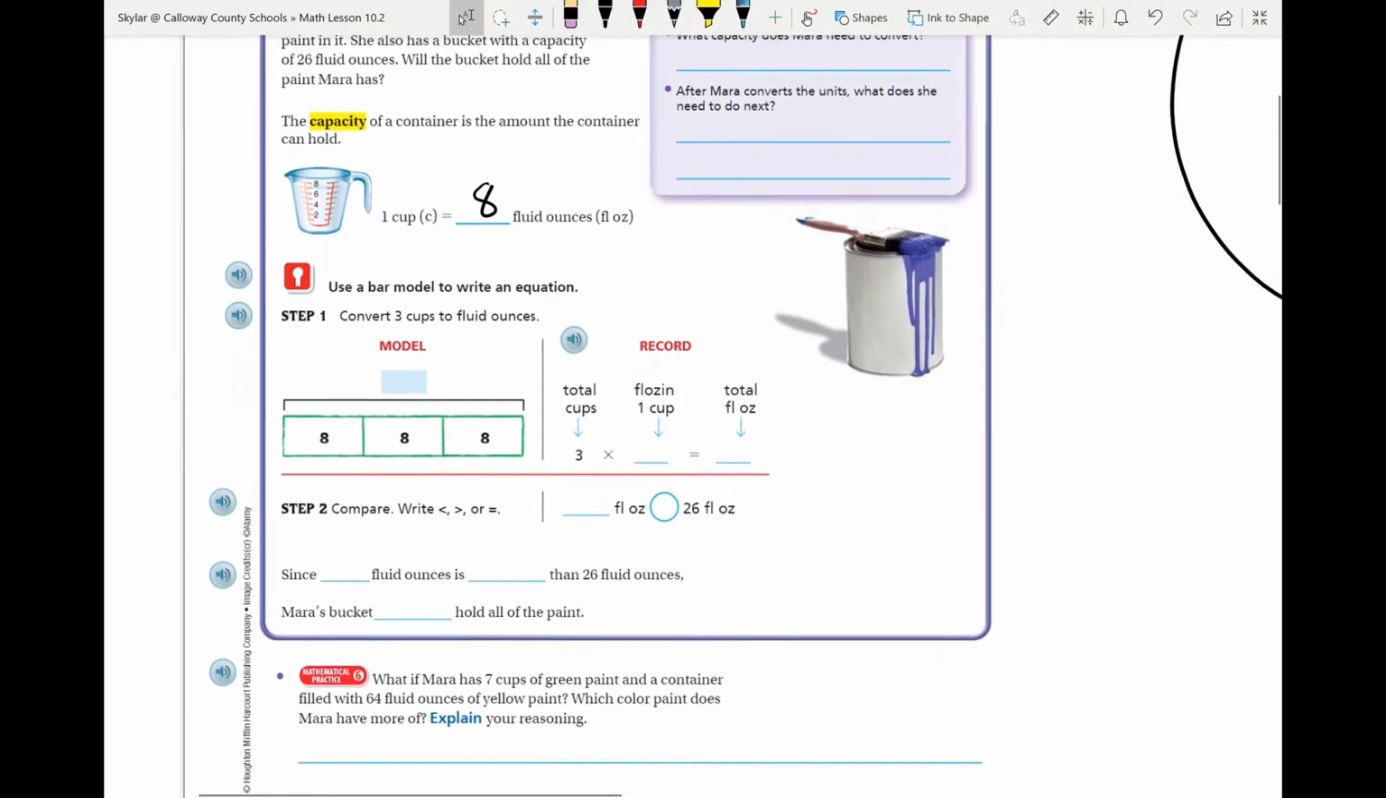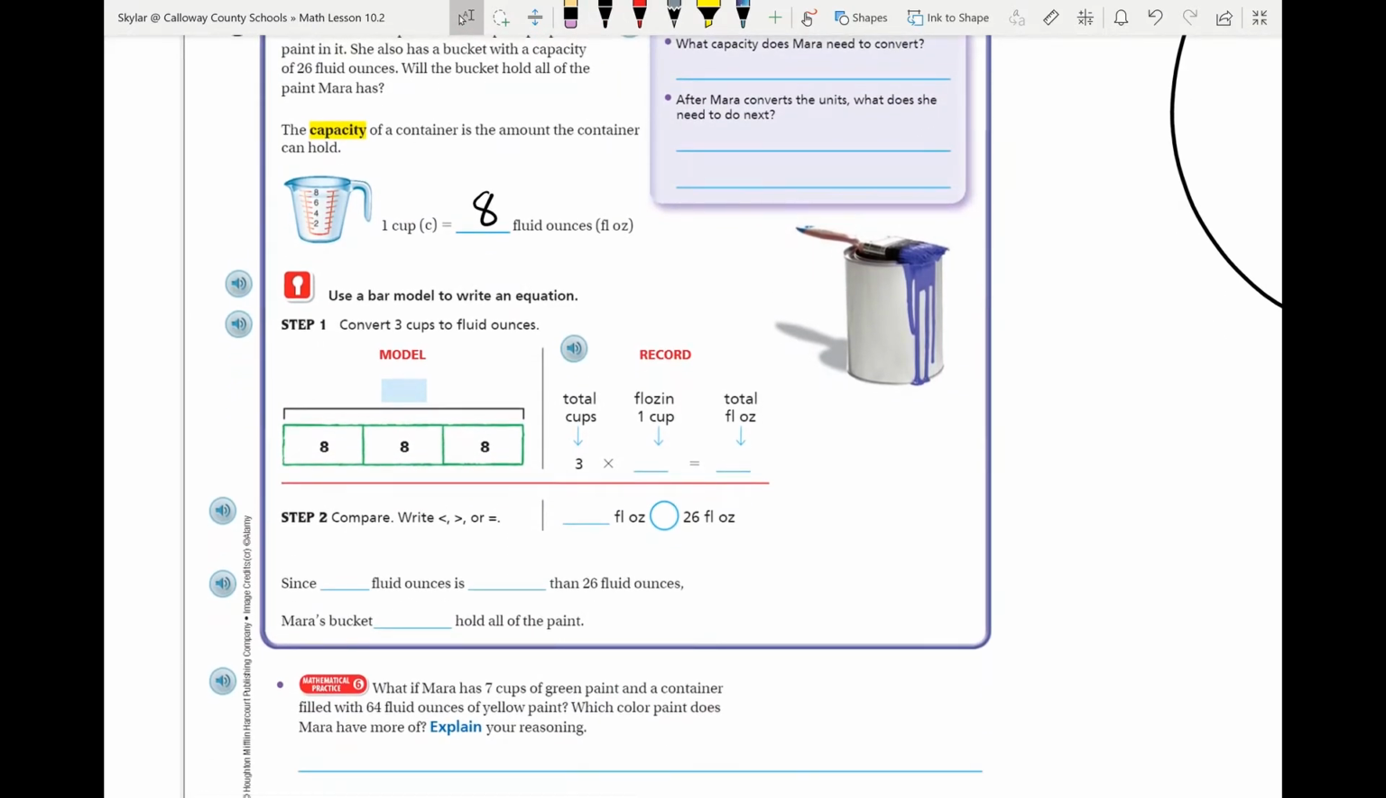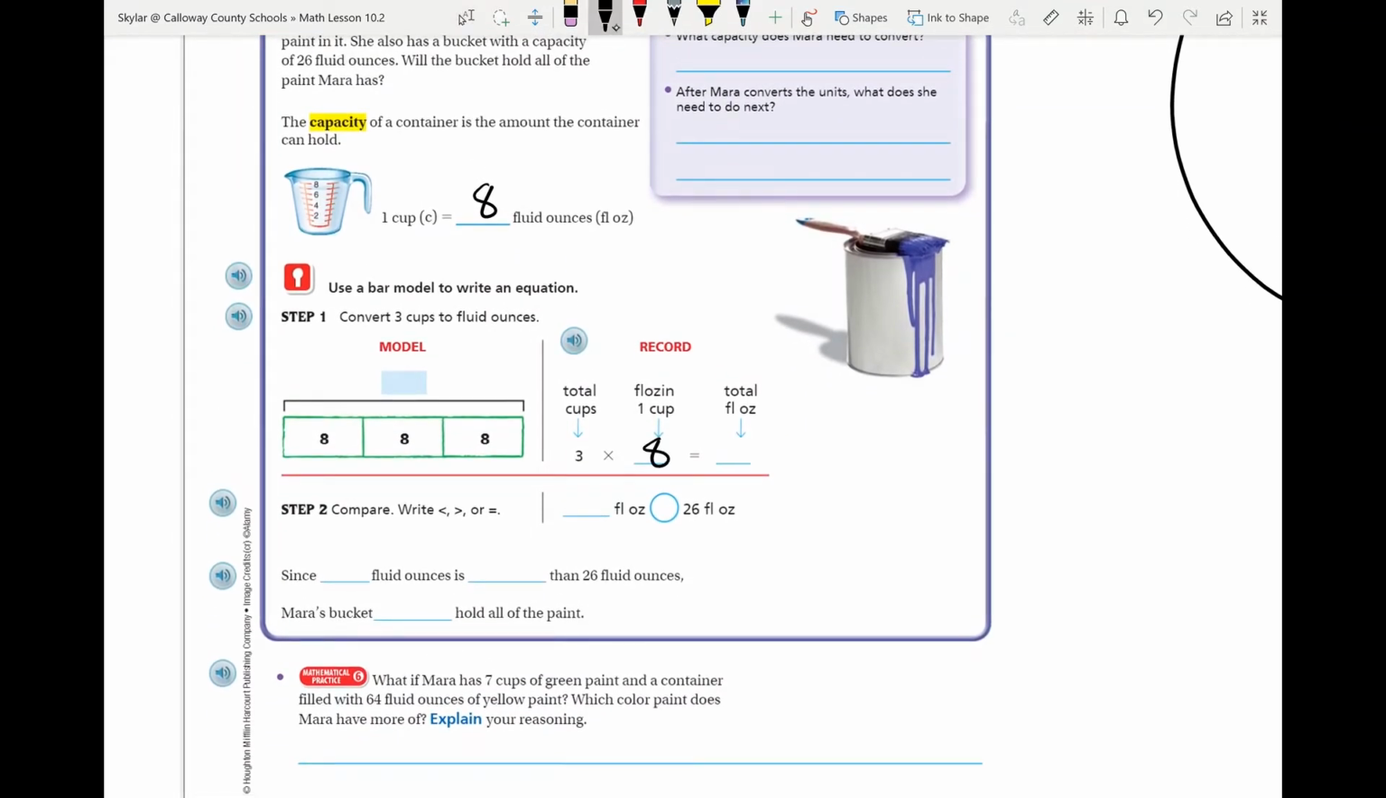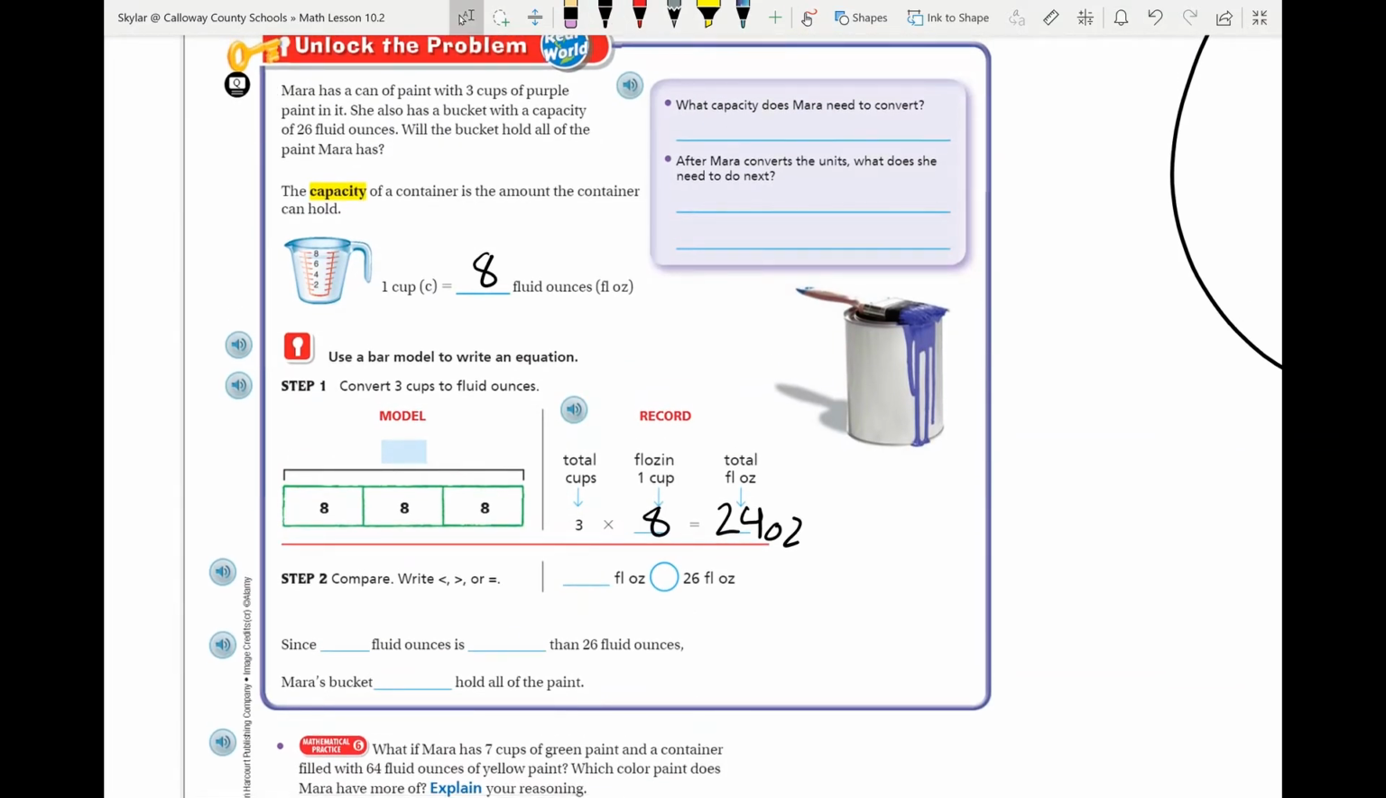So, since there are 8 ounces in 1 cup, and there were 3 cups, we can multiply 3 by 8. And that gives us 24 ounces. And now that we have the same unit, we can compare these things. It says she has a bucket with a capacity of 26 ounces. Will the bucket hold all the paint she has? Well, 26 is greater than 24, so yes, Mara's bucket can hold all of the paint.